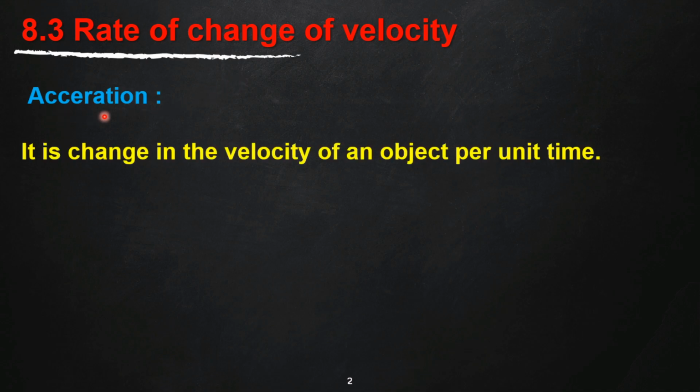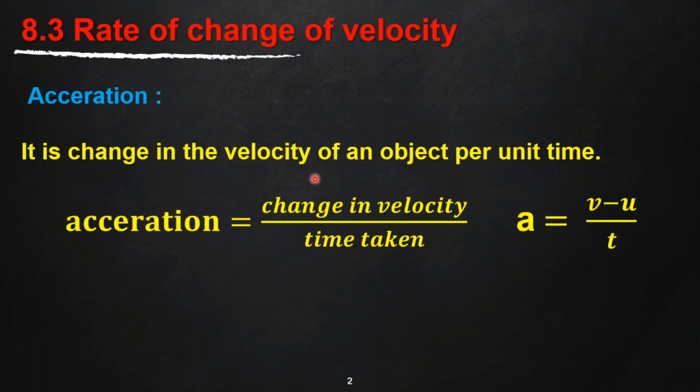Now, we are going to study rate of change of velocity. In this, the first point is acceleration. What do you mean by acceleration? It is the change in velocity of an object per unit time. So, change in velocity upon time will be called as what? Acceleration. Let us see the formula.